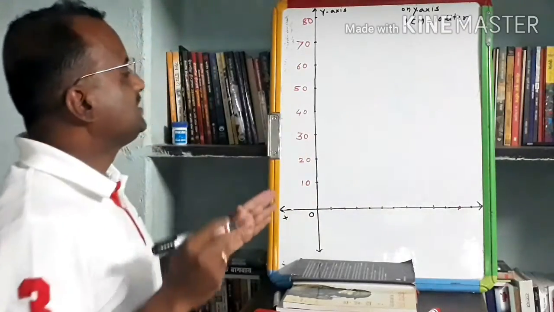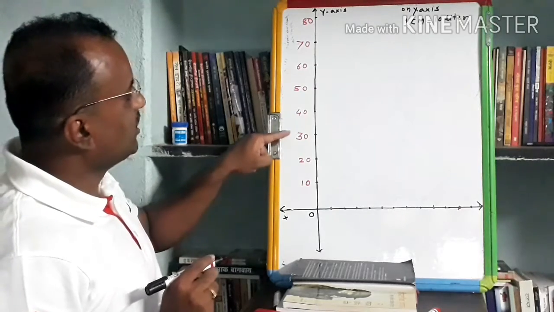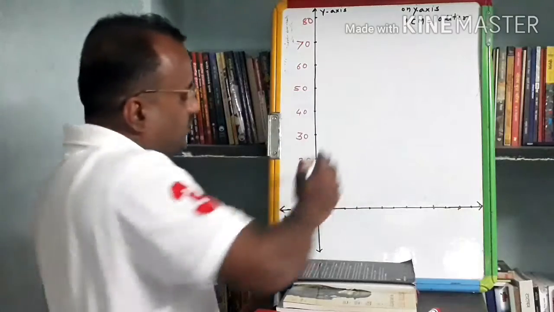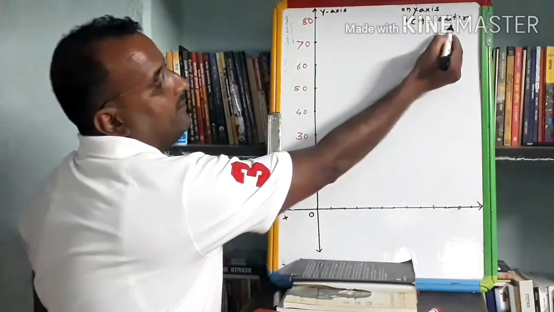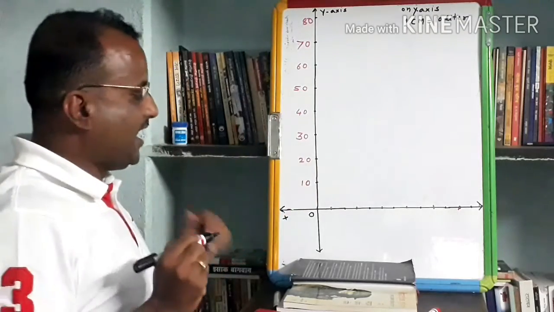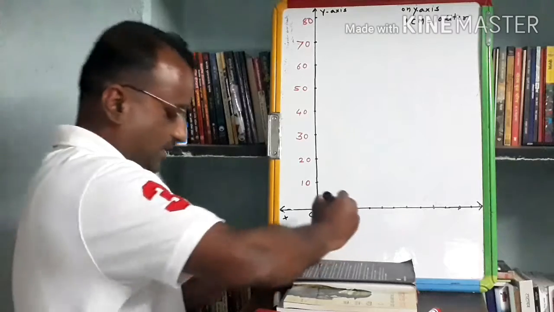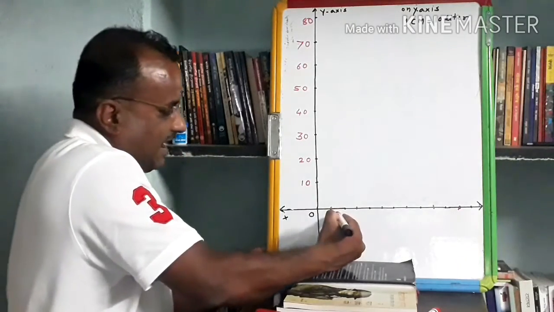So water is taken on the y-axis here. Here is 10, 20, 30, 40, 50, 60, 70. Suppose this is 1 centimeter, so each 1 centimeter contains 10 liters of water. On the x-axis are the heads of the families. Suppose this is Ramesh's family, so it is indicated by R.